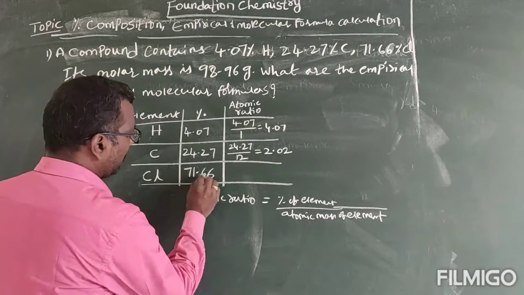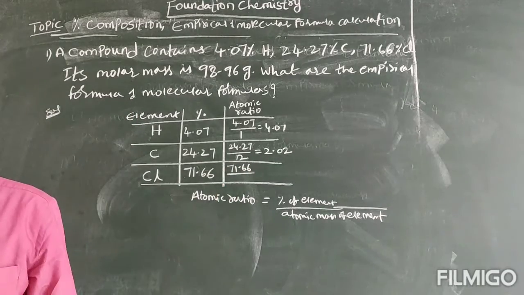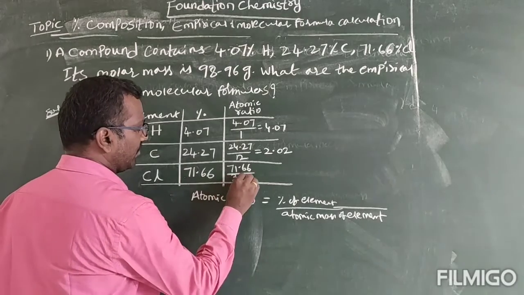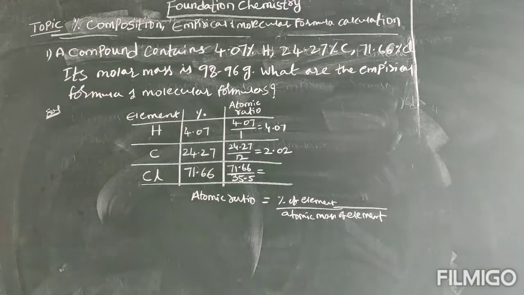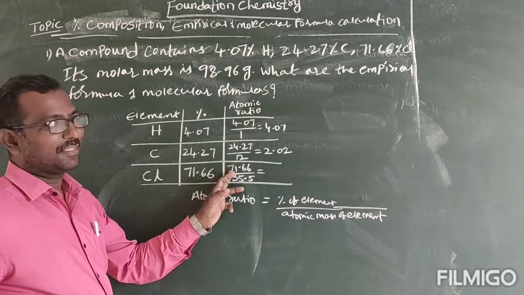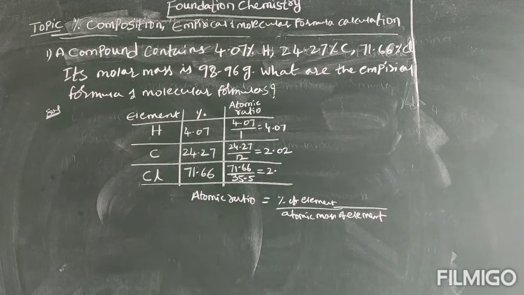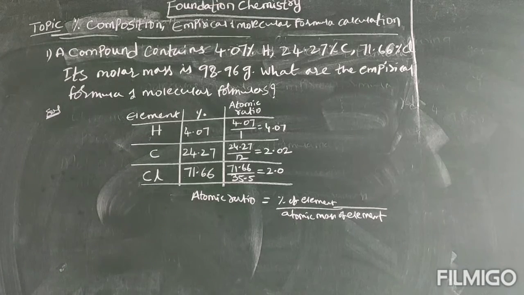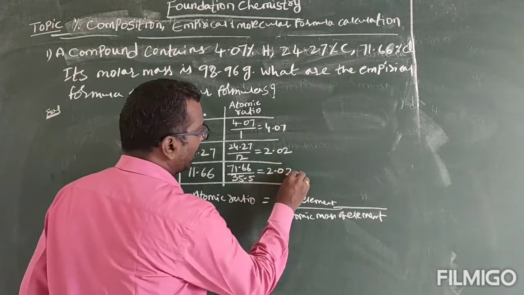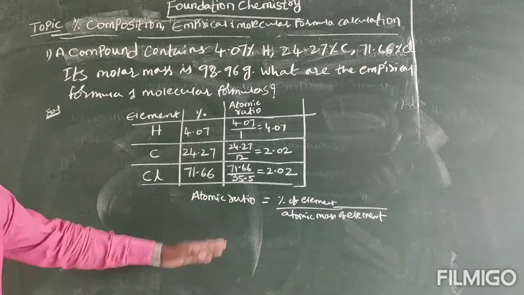Next, chlorine. 71.66 by how much? What is the atomic weight of chlorine? 35.5. Now it is coming around how much? 35.5 plus 2. So 35 2s are 70. 71 means 2 point. Still 16 it is coming. It won't go. So 0. 166 means 35.5 3s are. It won't go. Again 2s are. So this is the atomic ratio what you have got.